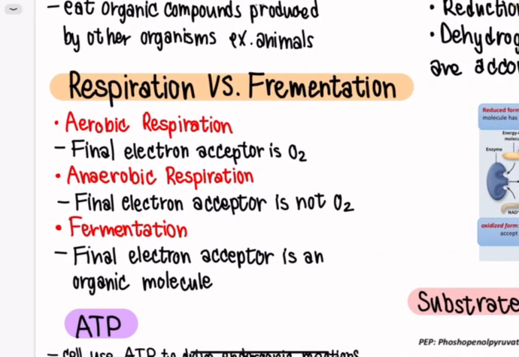Respiration versus fermentation. In aerobic respiration the final electron acceptor is oxygen, and in anaerobic respiration the final electron acceptor is an inorganic molecule, not oxygen. In fermentation, the final electron acceptor is an organic molecule, converted into lactic acid or ethanol plus CO2.